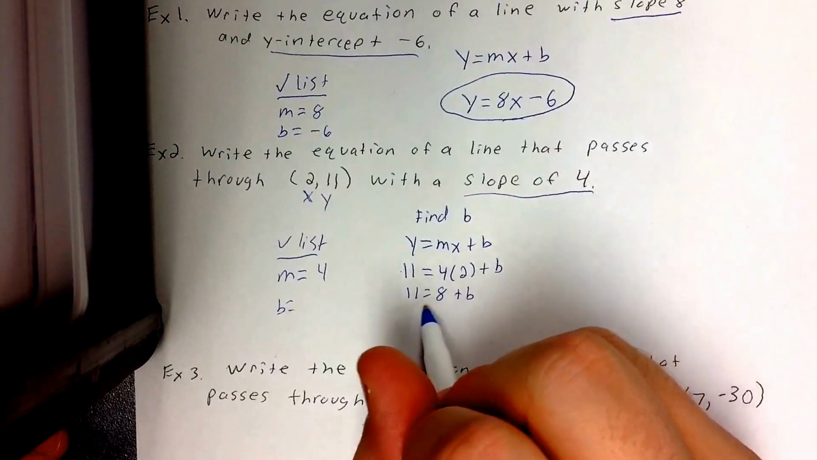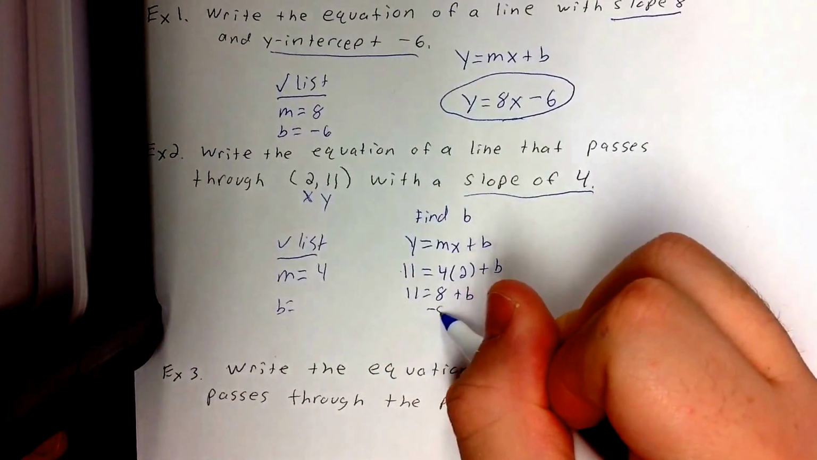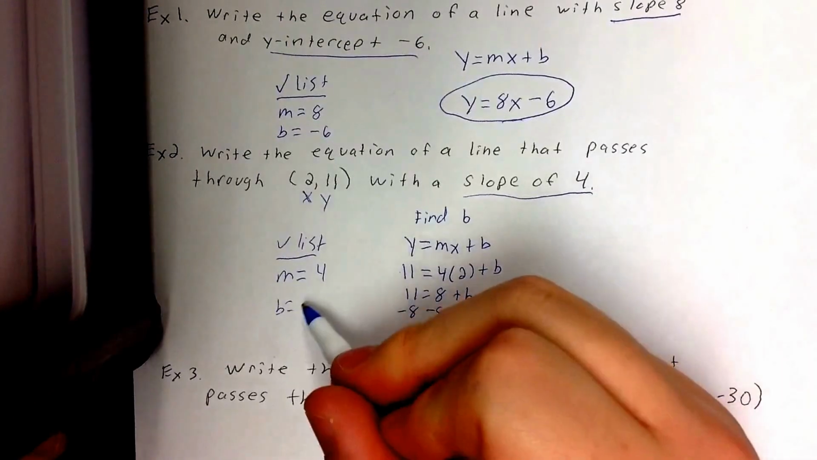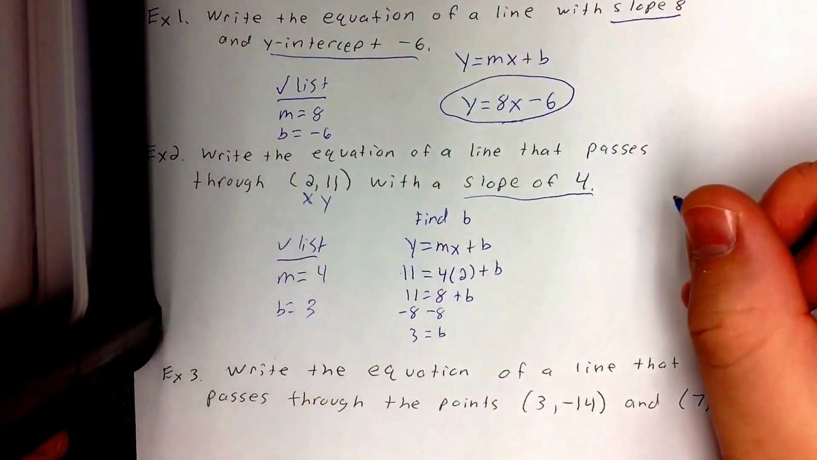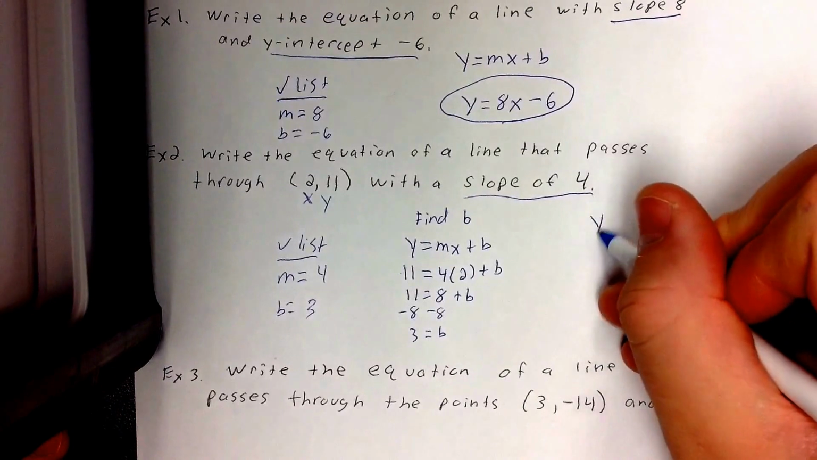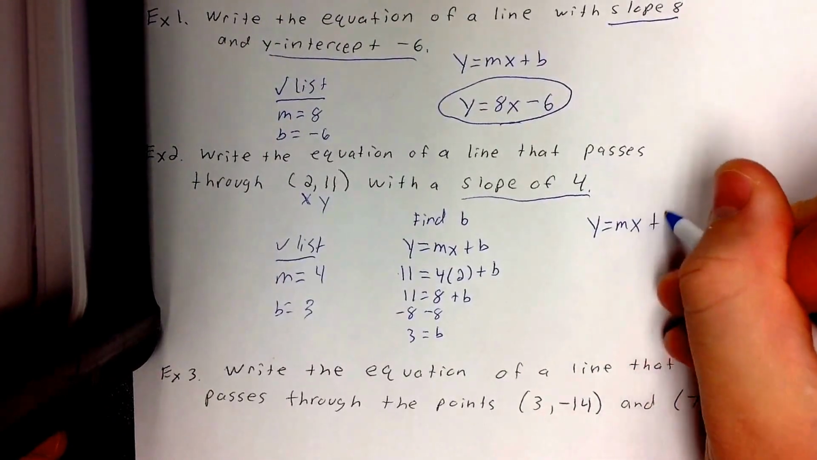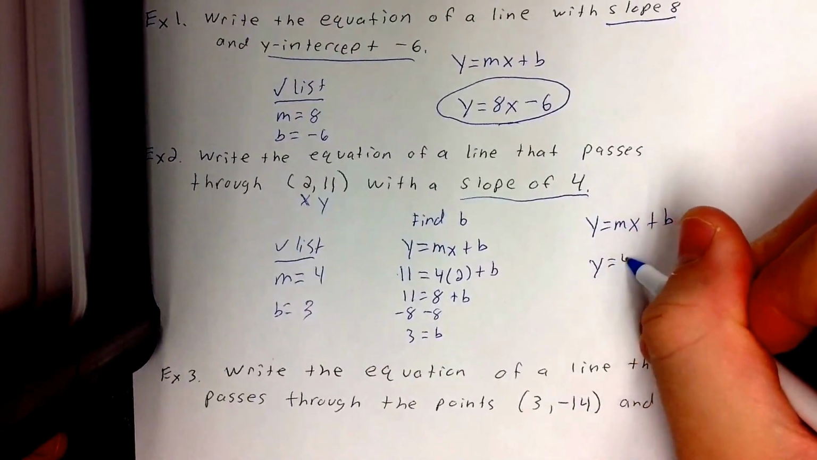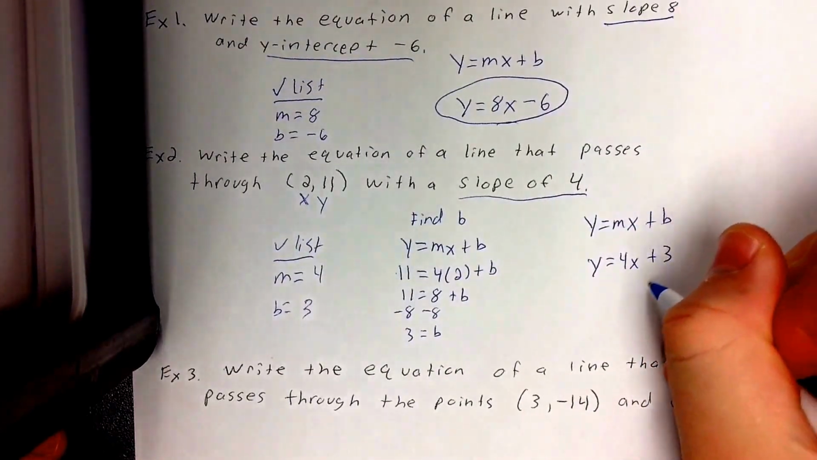So there's my variable, so I need to get rid of the 8 by subtracting 8. 11 minus 8 is 3. So now I know b equals 3. So now again I go back to y equals mx plus b, and I'm going to substitute for m and b. So I get y equals 4x plus 3.